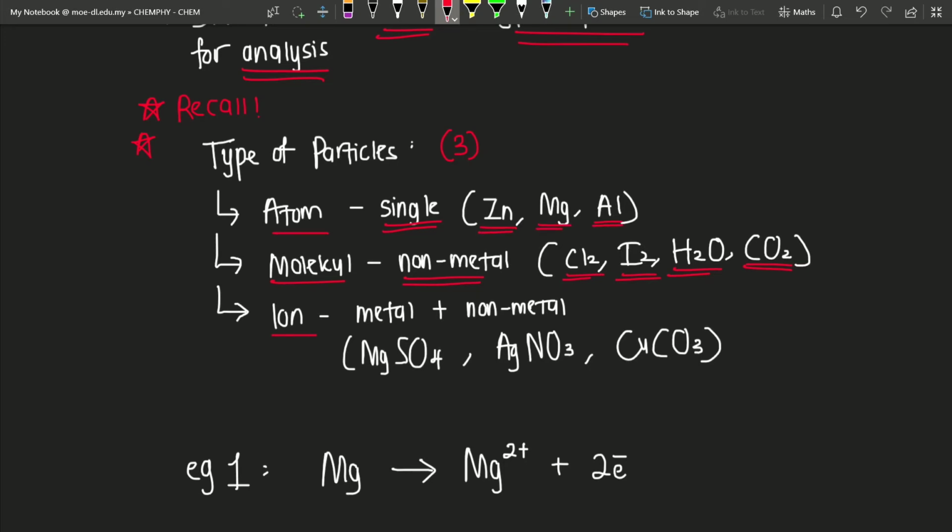Untuk atom tadi, zinc, magnesium, aluminium, dia sorang-sorang. And then for ion, it is actually combination from metal and non-metal. Adalah gabungan logam dan bukan logam. Contoh kita ada magnesium sulfat, argentum nitrat, cuprum 2 karbonat dan sebagainya. So jom kita tengok macam mana nak buat analisis.